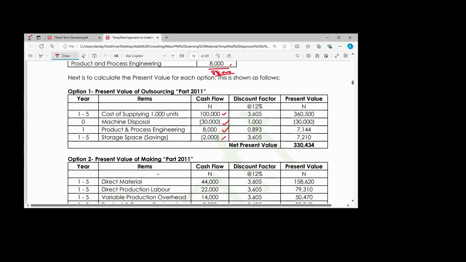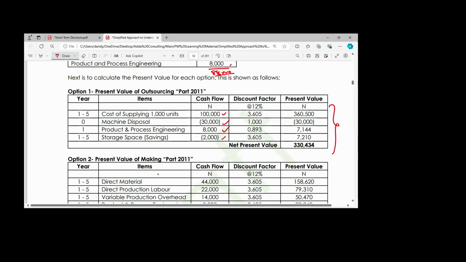So that's what you have here. So the next thing I need to do now, for me to get my present value, I need to multiply the discount factor or the annuity factor with the cash flows. The first cash flow, cost of supplying, is 100,000 naira. This 100,000 naira is meant for 5 years, from year 1 to year 5.